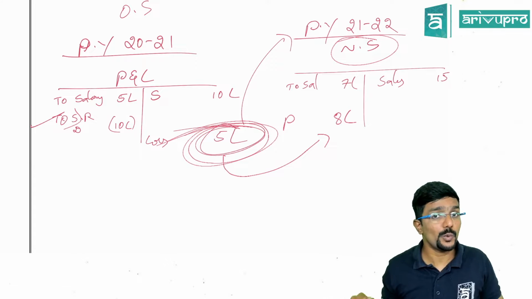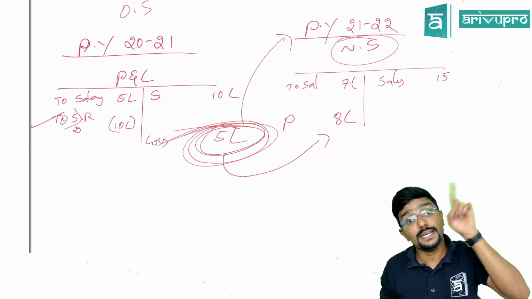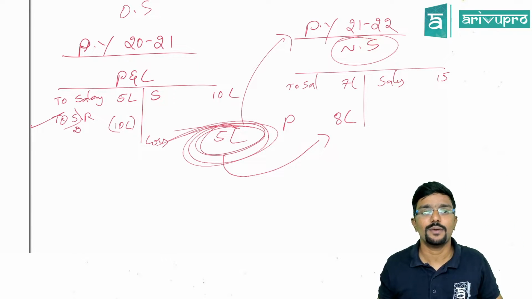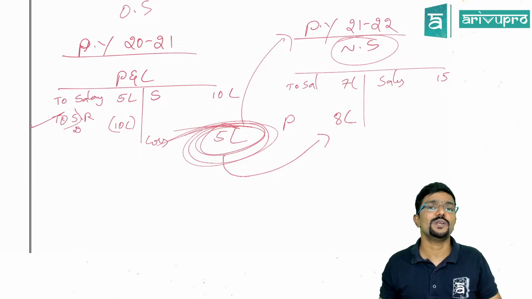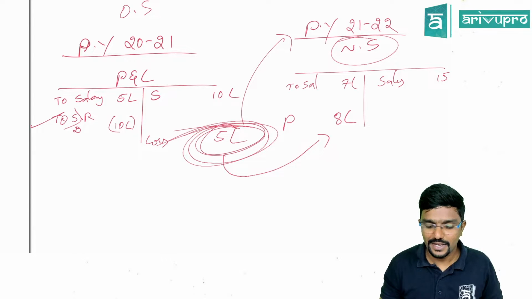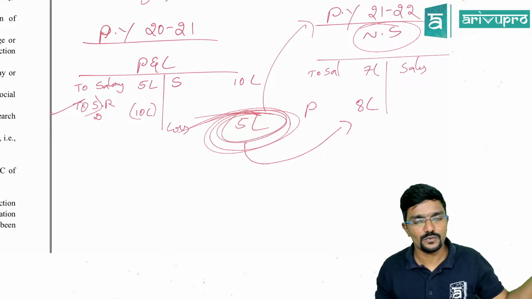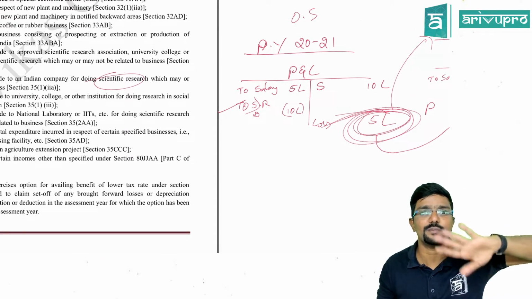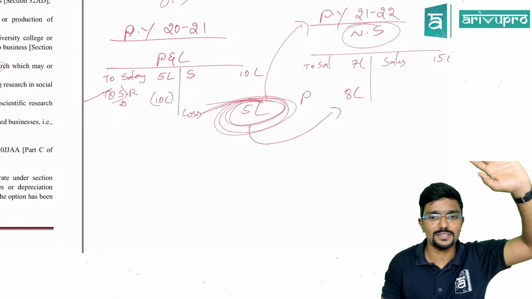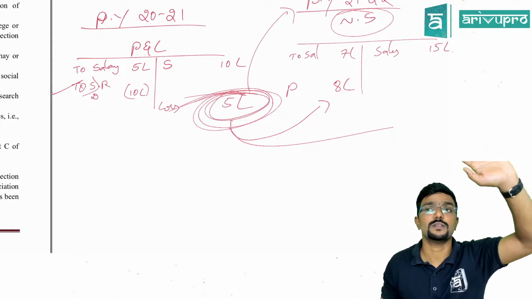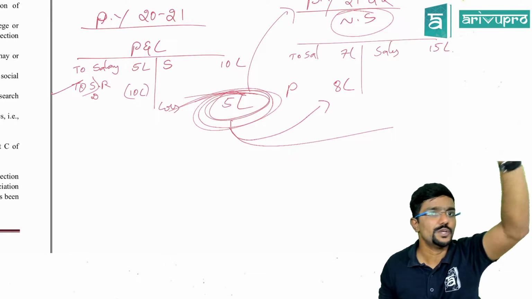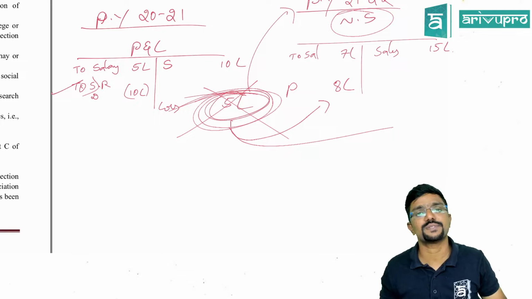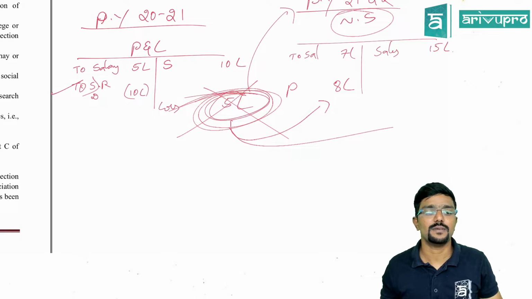Even in previous year 21-22, if you were under the old scheme, then this loss could be adjusted. But in previous year 21-22, you have opted for the new scheme. And any loss in past years which is related to deductions not available under the new scheme, you cannot adjust that loss and you cannot carry it forward either. Even for 22-23, you cannot carry forward. In simple terms, this loss will lapse.